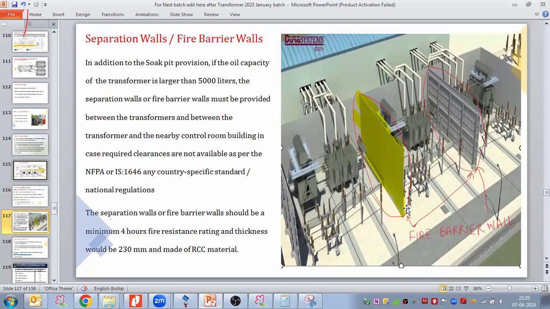Means they are assuming that if any fire happens, you call the fire brigade. They are coming, so from their movement to the fire station, road traffic to the substations, it will take around 3 to 4 hours. So generally we take a 4R rating for this wall. So 4R fire resistance rating, and thickness of wall we take around 230 millimeter, and it is made with RCC materials.